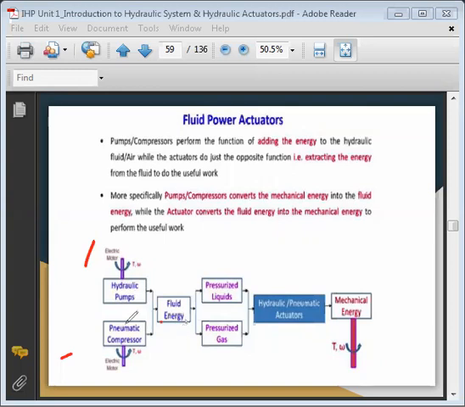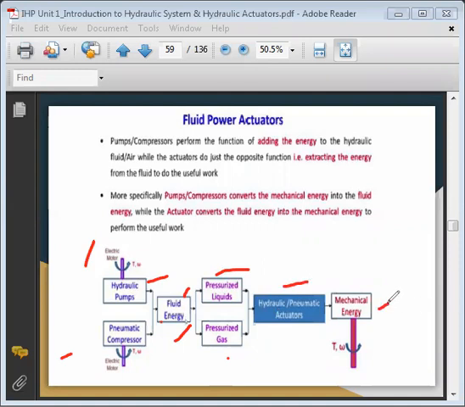See, fluid energy will come from the hydraulic pump. And fluid means what? You can consider it as a liquid as well as a gas, that is air. You will get pressurized liquid and pressurized gas. If you take the example of a hydraulic pump, you will get pressurized liquid, then that fluid energy you can give to your hydraulic actuator and you will get the mechanical energy.